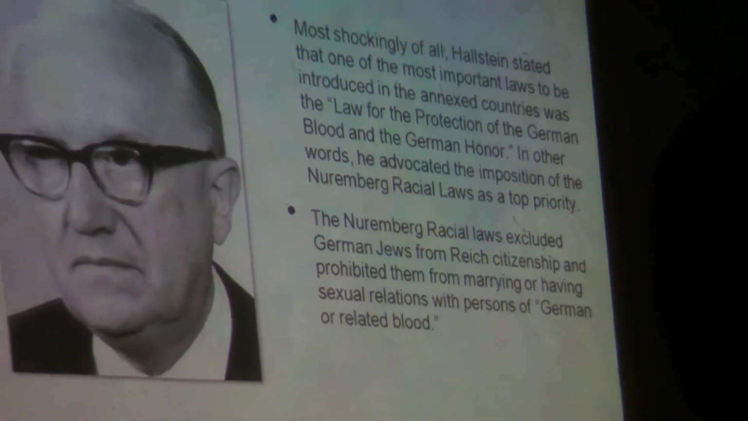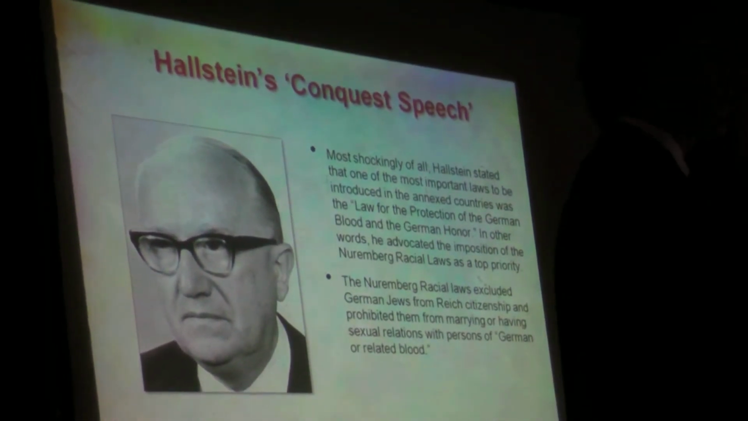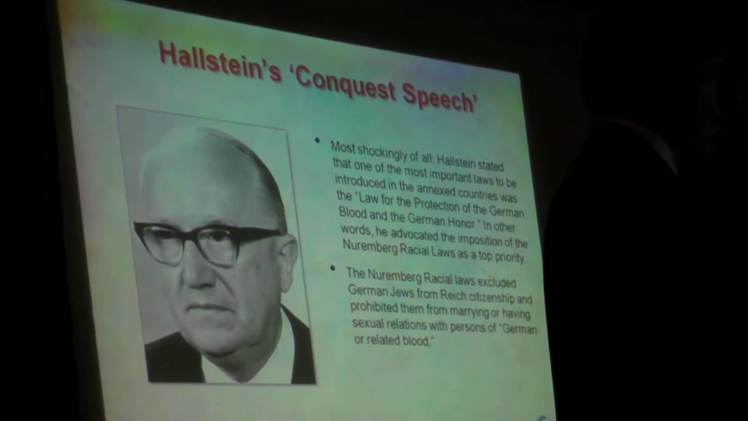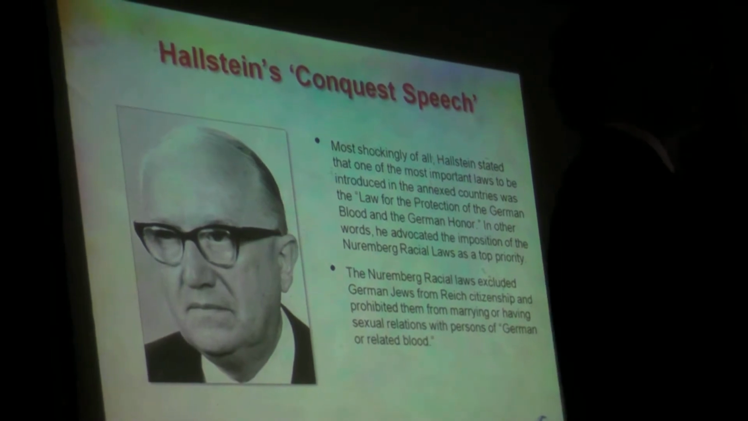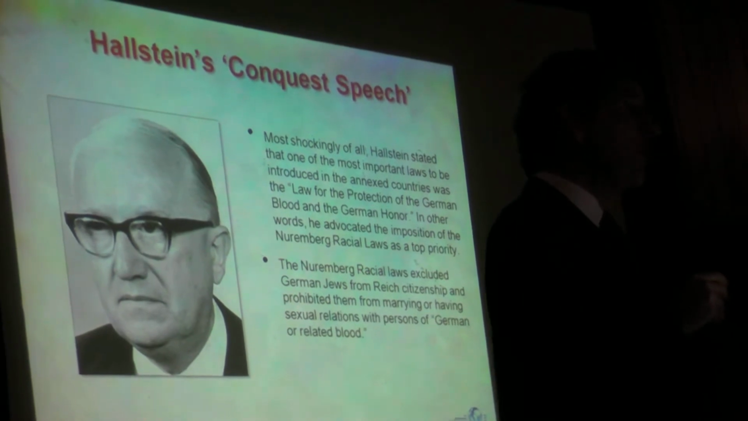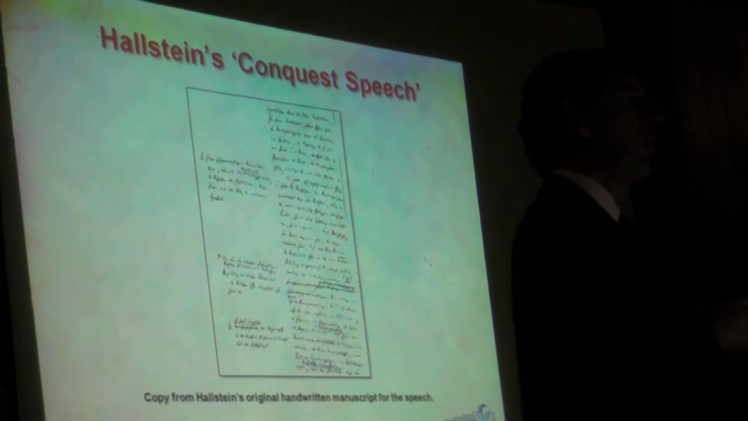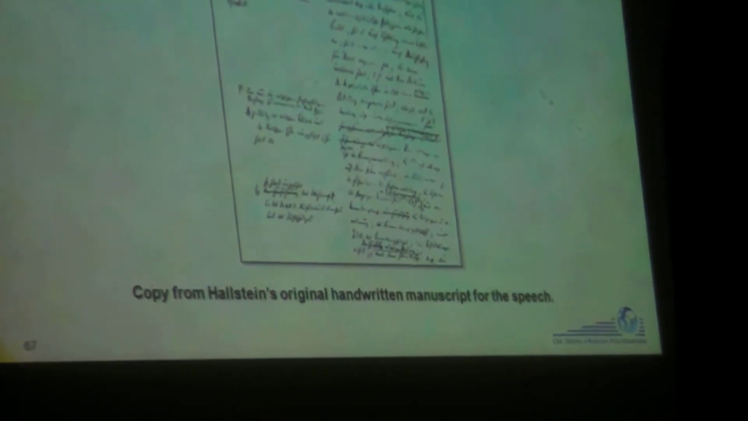Now, for anybody who doesn't know, the Nuremberg racial laws specifically excluded German Jews from having Reich citizenship. And they prohibited them from marrying or even having sexual relations with German people or people with German blood. Shocking, really, that this man could have an ideology such as this and become the first president of the European Union? I'm sure you're asking yourself, well, where is the evidence for these claims?